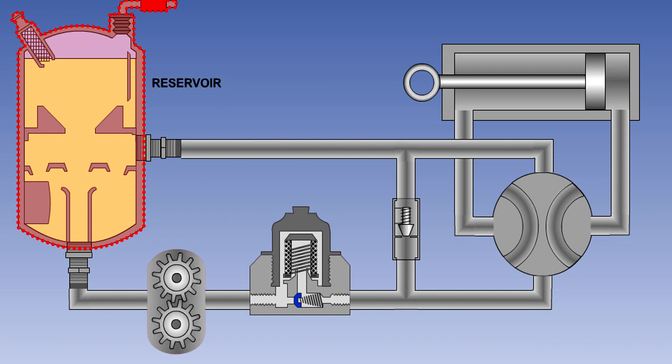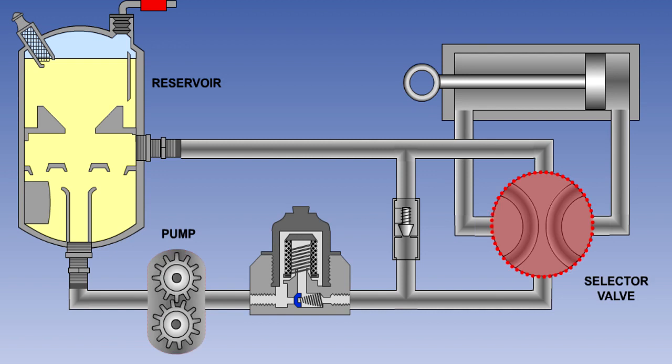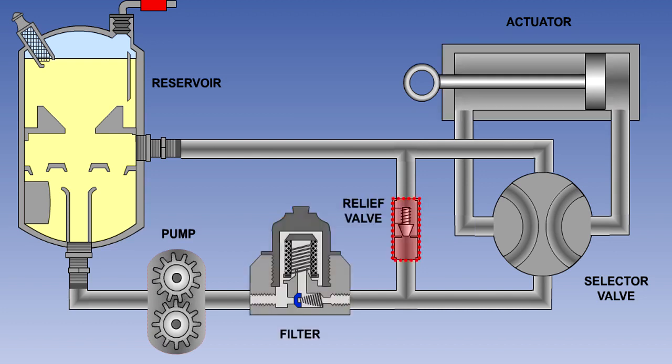There are 6 main components common to both systems: a reservoir of oil, a pump, selector or control valves, an actuator or actuators, filters, and a relief valve. We will begin by explaining how the components of the two basic systems integrate with each other. Then, in later lessons, we will describe the various components in greater detail.